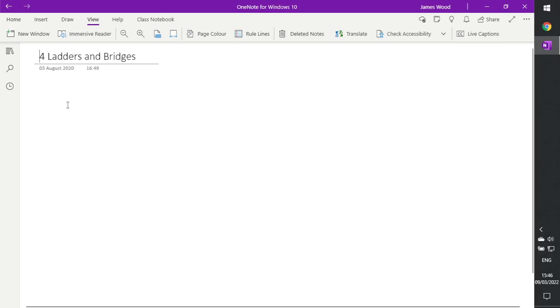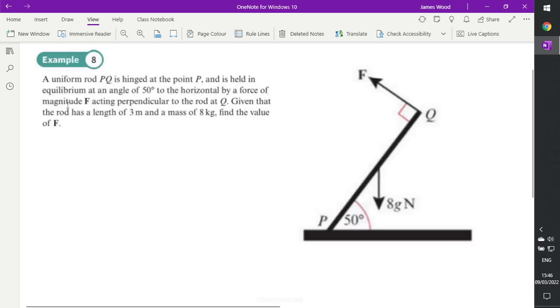In this next lesson on moments, we're going to focus on ladders and bridges problems. This actually comes under chapter 7 because it involves quite a lot of resolving forces as well. Now this is a question that we've already looked at earlier on in this series of lessons.